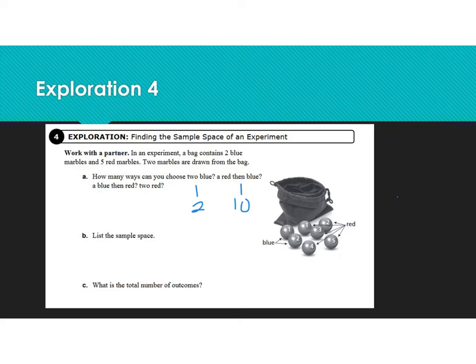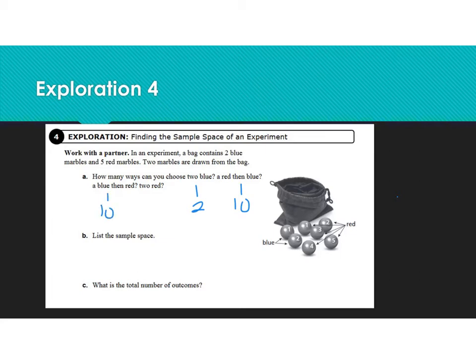So what about a blue 1 and then a red? You could pick out blue 1 and then red 1, or blue 1 and red 2, and blue 1 and red 3, and blue 1 and red 4. So there's 5 ways you could pick out blue 1 first and then a red. There's also 5 ways to pick out blue 2 first and then a red. So that would be 10 more ways. So there's 10 ways to do a blue and then a red.